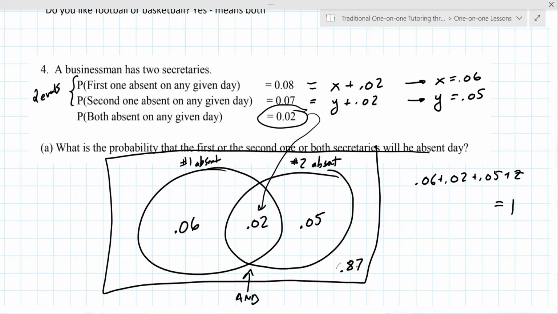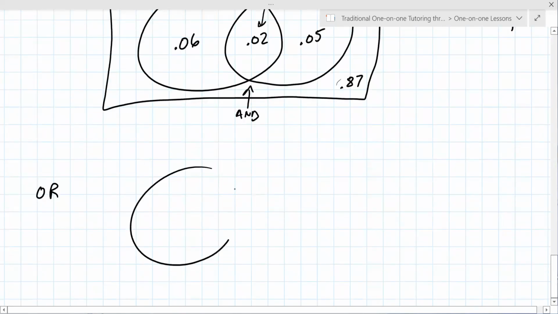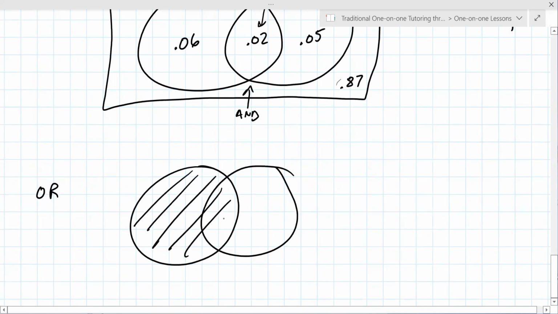Okay. Now, why do we draw the Venn diagram? Because there's actually quite a few questions that could be asked, and all the questions that are asked are either some combination of circles or the rectangle or just parts of one or the other, and that's why we ask it. So part A says, what is the probability that the first or the second one or both will be absent? So in a Venn diagram, the or is the overlap of the two circles and that middle circle. That's what or is. So that means you have to add up those three numbers.